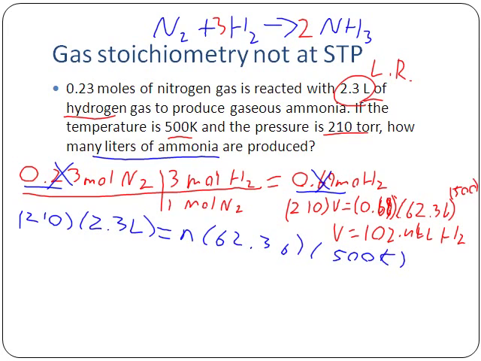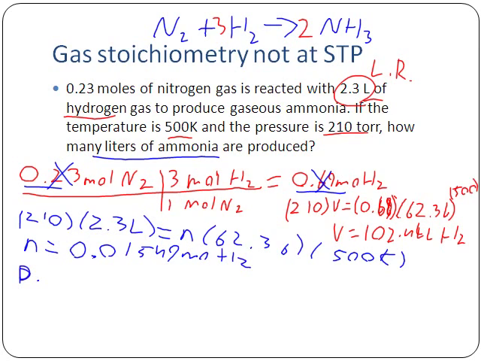So solving this out here, we would take what's now on the left side, 210 times 2.3 liters, divide it by what's on the right, 62.36, and divide by 500 Kelvin. And so in this case right here, we get that the number of moles of our hydrogen gas is simply 0.01549 moles of H2. Now that we've got that, we're going to set up our table.